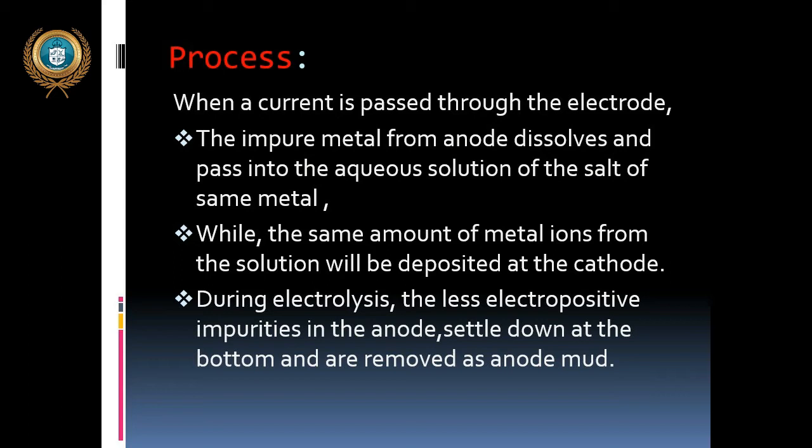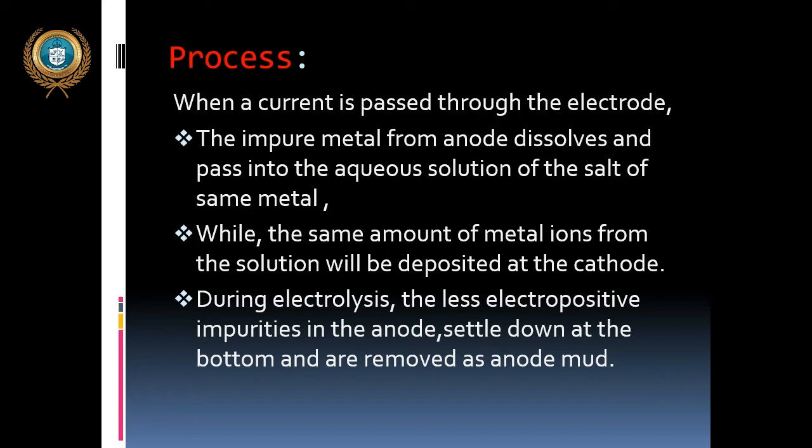When the current is passed through the electrolytic cell, what happens here is the anode consists of an impure silver rod. So when the electricity is passed, the impure metal from the anode dissolves and passes into the aqueous solution of the electrolyte. At the same time, the same amount of metal ions from the solution is deposited at the cathode. During electrolysis the less electropositive impurities will settle down as anode mud.